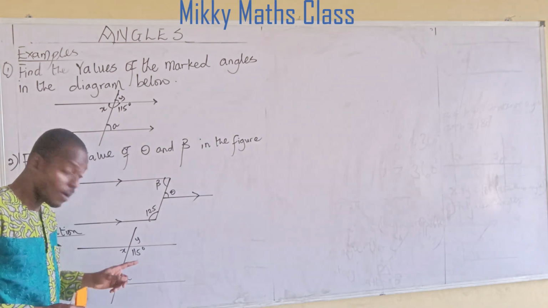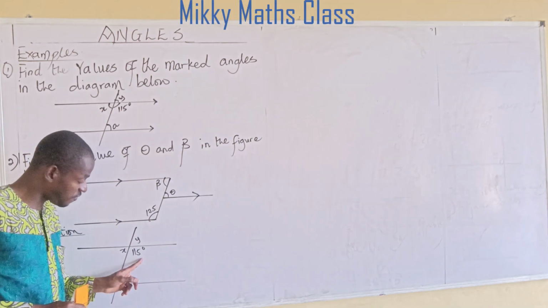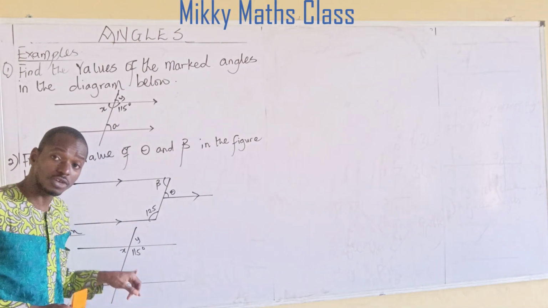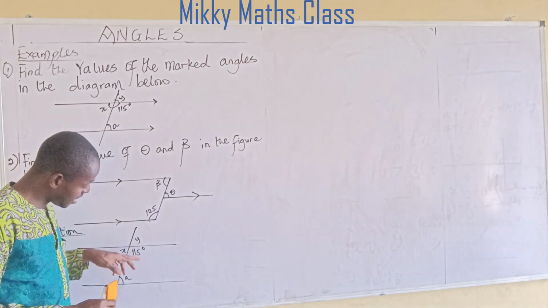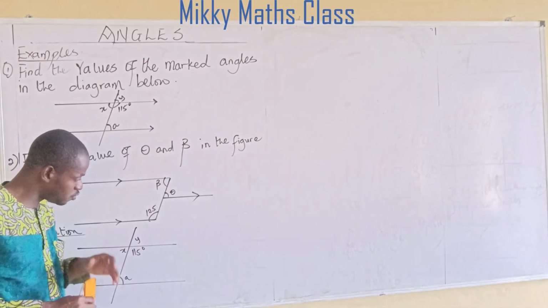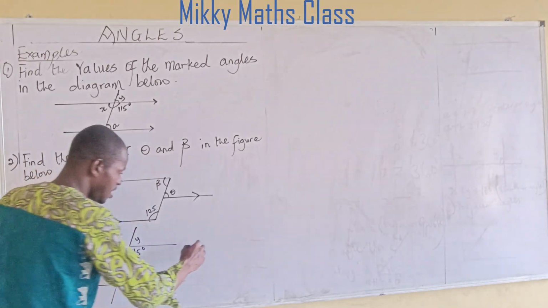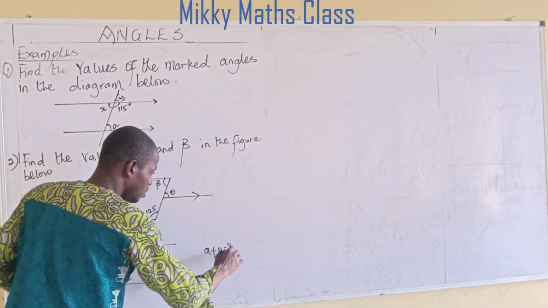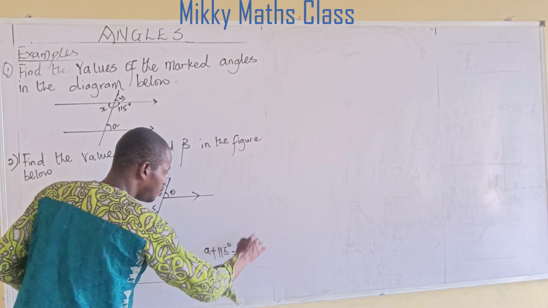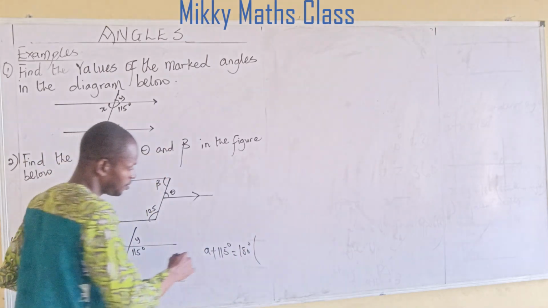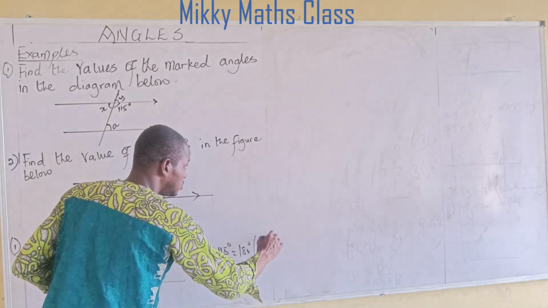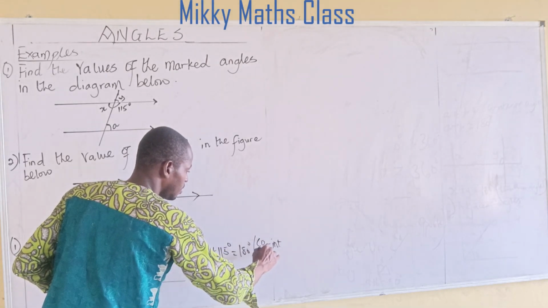Now, our A and angle 115. Remember the ones we looked at, co-interior. The two of them are co-interior. They are inside. They share the same neighborhood, and therefore A plus 115 degrees will give us 180 degrees. You put the reason why it is so. Co-interior angles. The two of them are co-interior angles.